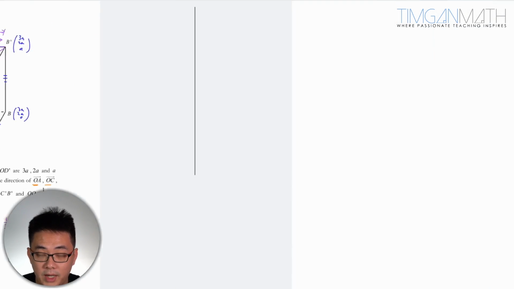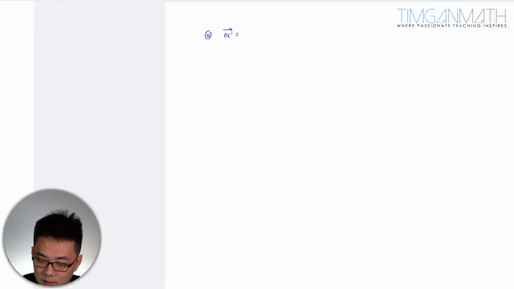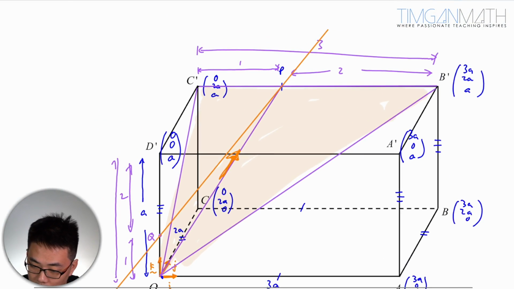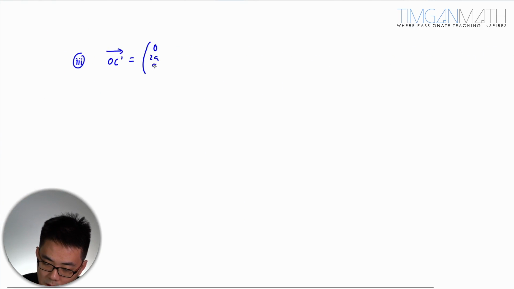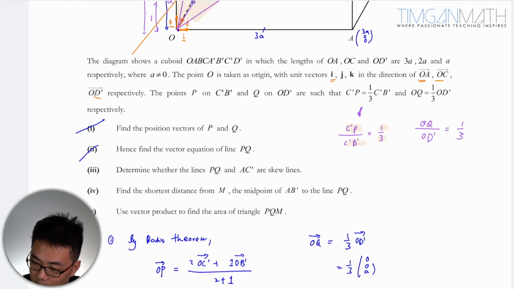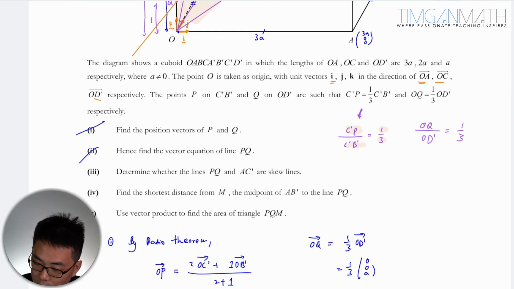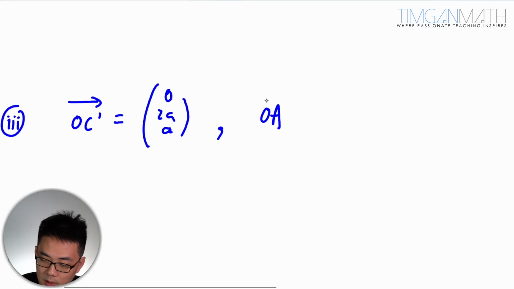So first thing I'm going to write is part 3. I'm going to take my OC prime, which is actually just, what was it? 0, 2A and A. And after which we have what line do we need? We need OC prime and A. A is 3A, 0, 0. Okay, so OA is just 3A, 0, 0.